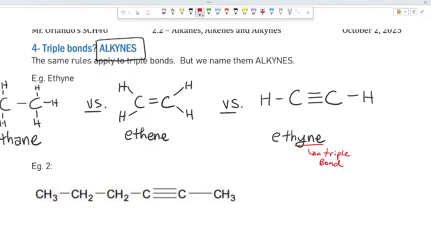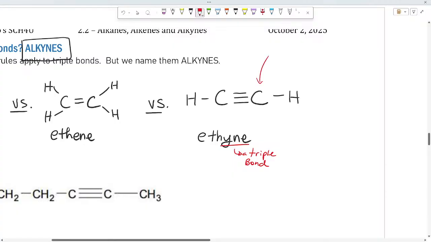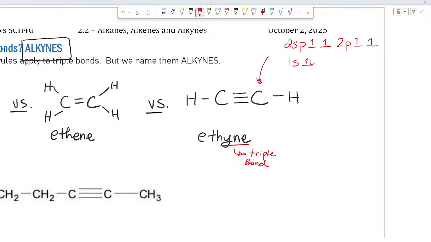Apropos of nothing, could we draw the electron configuration for that carbon? It would have a full 1s. And then what would its valence shell look like? 2sp. How many orbitals is that? 2. And then what else? And how many there? 2. Great. And what's in them all? Does it have any lone pairs? No. So sigma bond, pi bond, pi bond. Good. Very good. Don't forget this stuff.